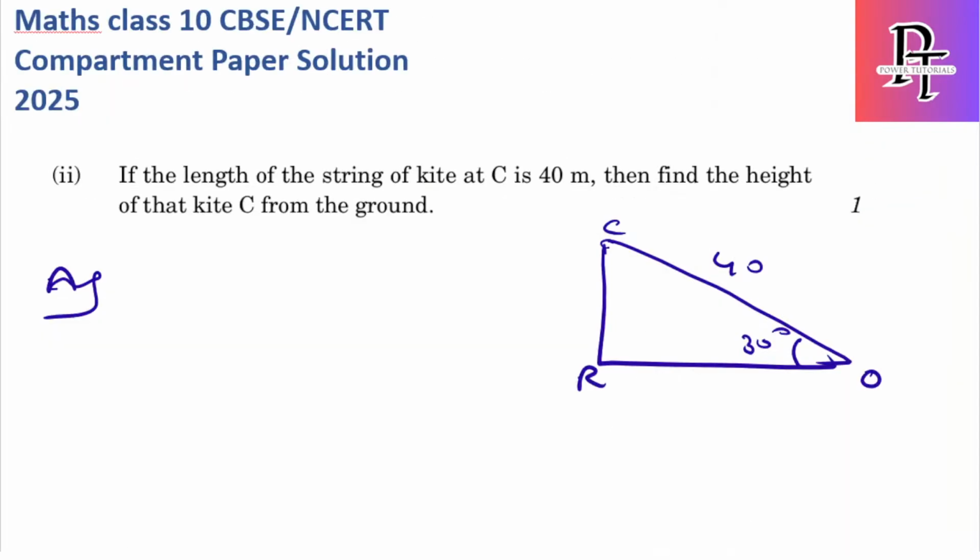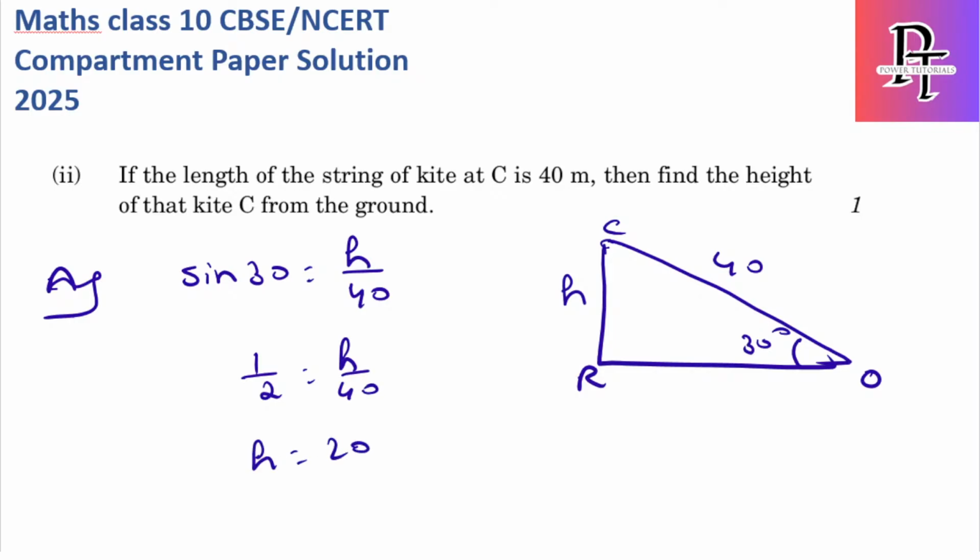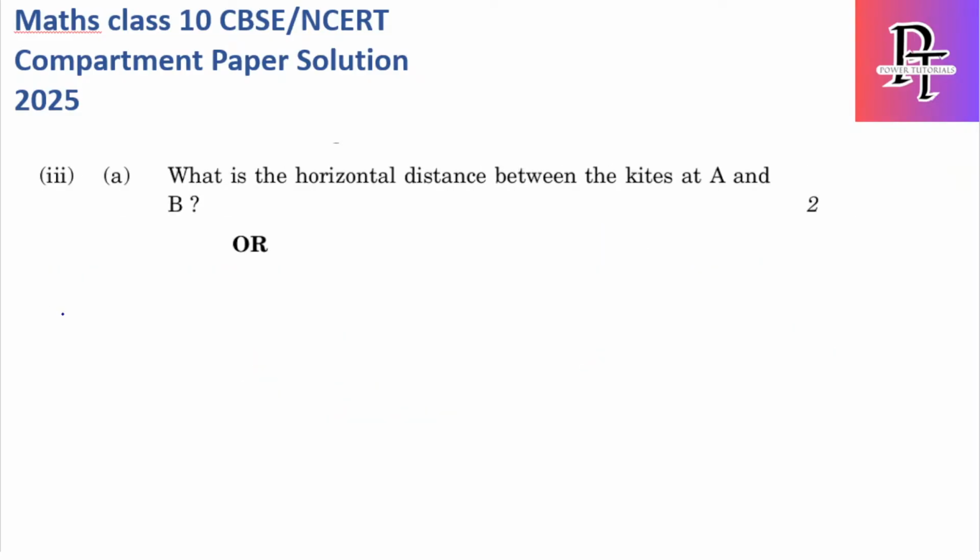Okay, what is the question? Find the height, okay, we need to find height. So again opposite by hypotenuse, so sine 30, opposite is h, hypotenuse is 40, sine 30 is easy, which is 1 by 2. 1 by 2 is equal to h by 40, so the h value is nothing but 20 meters. So the second is too easy.